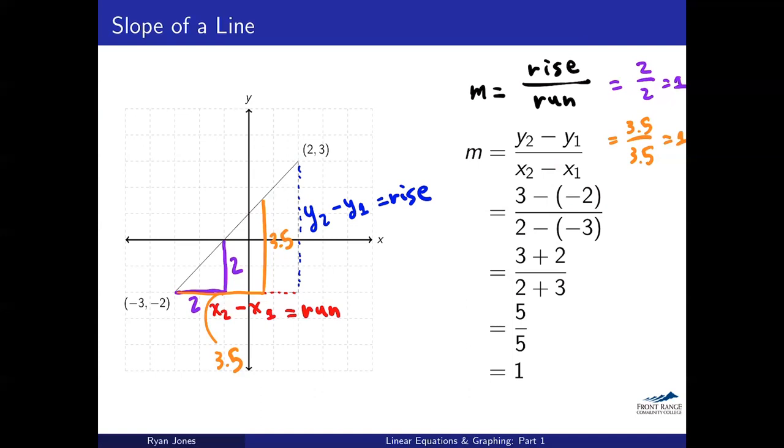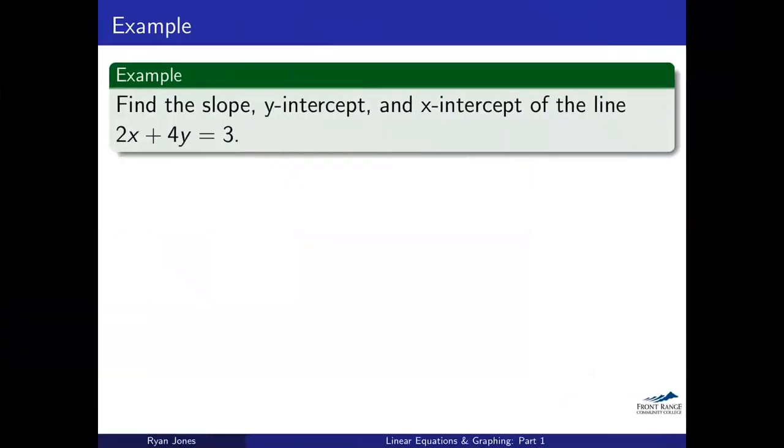And that's a great way to check your answer, is to actually do this formula for the slope here. Do it twice with different points if you have multiple points that you can use. So a lot there on slope. Just mainly remember rise over run. You're taking the difference in the y values and the difference in the x values. And so let's go ahead here and do an example.